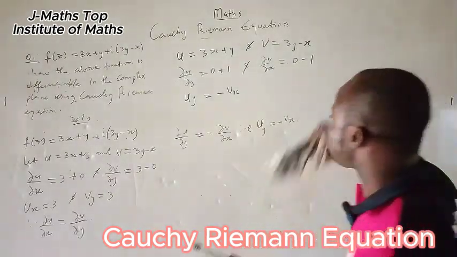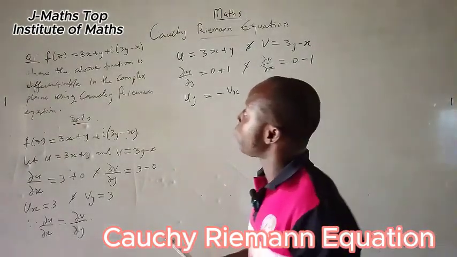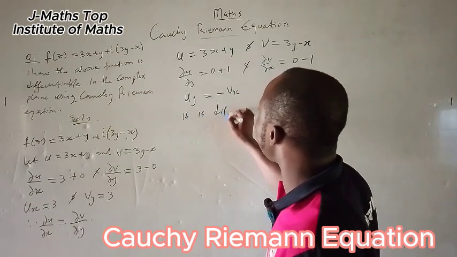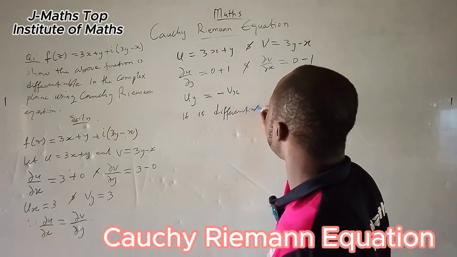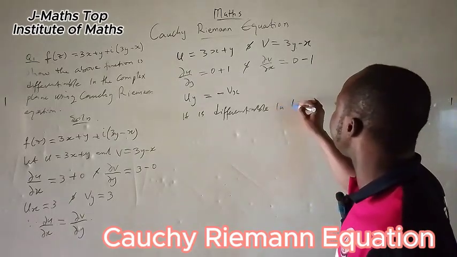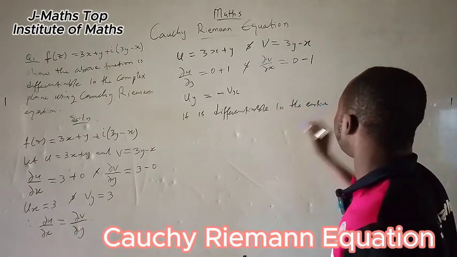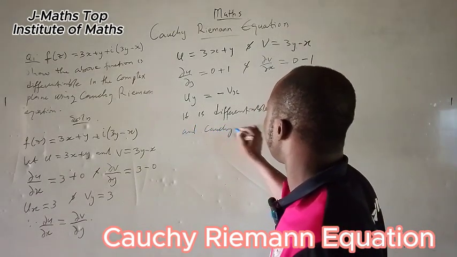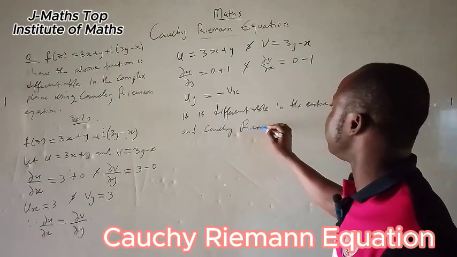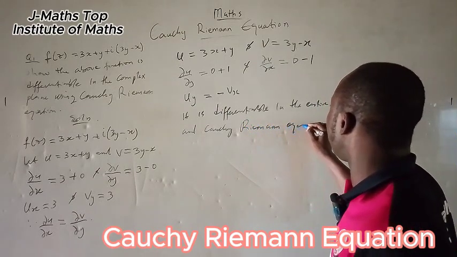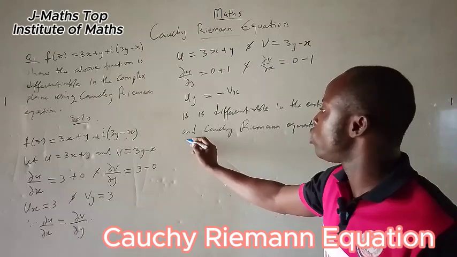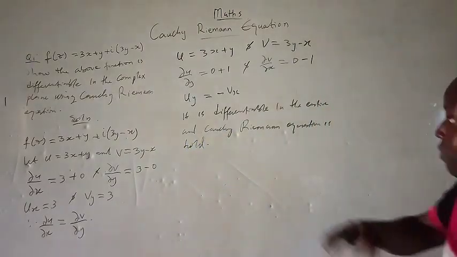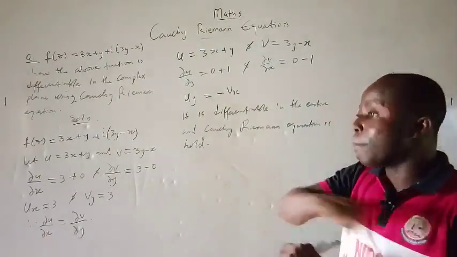So it is differentiable in the entire plane, and the Cauchy Riemann Equation holds. You see that? And it is differentiable in the complex plane.